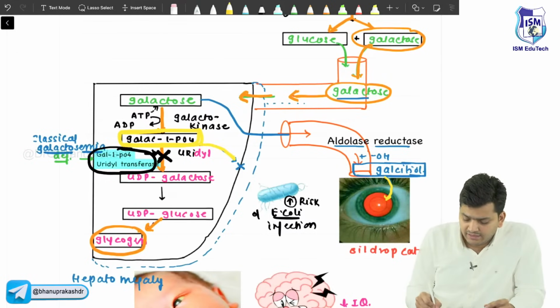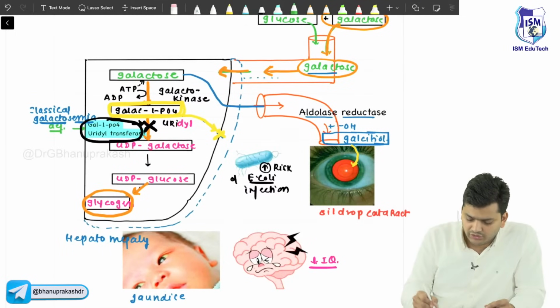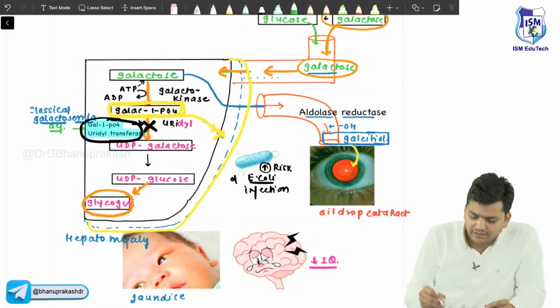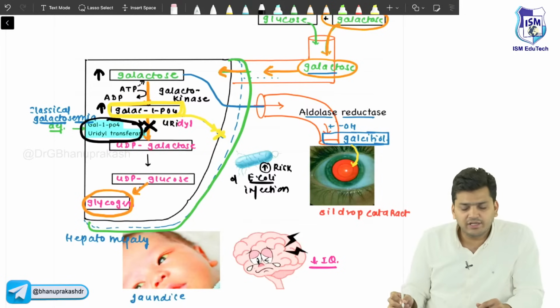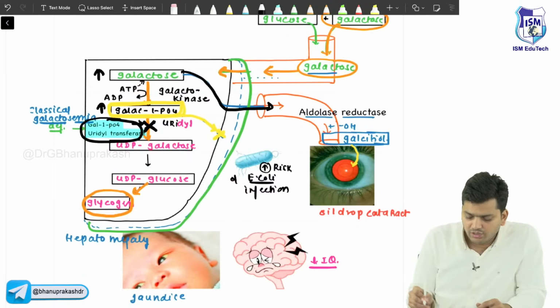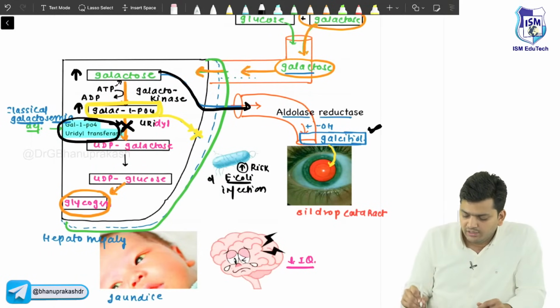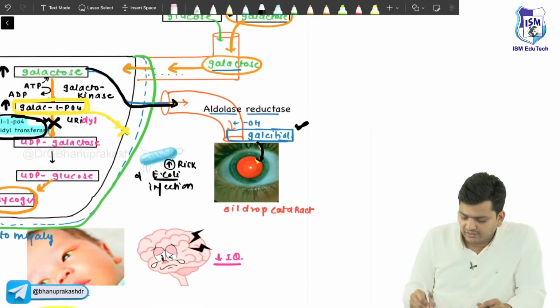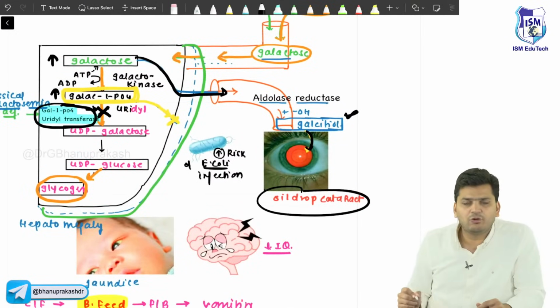The problem is it is impermeable to the cell membrane. It will accumulate in the liver, so there is going to be an increase in the size of the liver. And because the galactose is not getting metabolized, the galactose will also increase, and this galactose will come into the blood also. It will convert into galactitol and it can deposit in the lens of the eye, and the patient will develop the oil drop cataract.